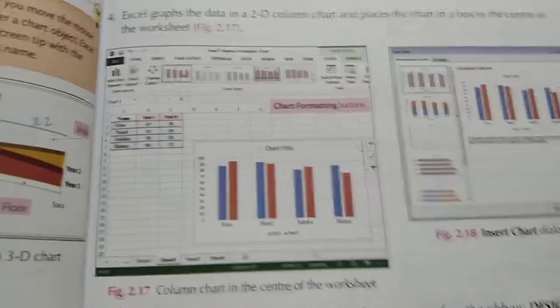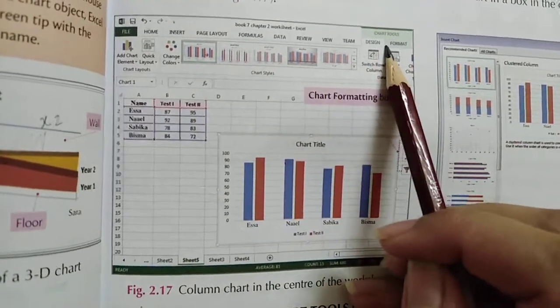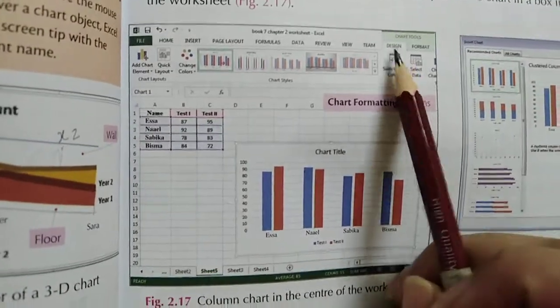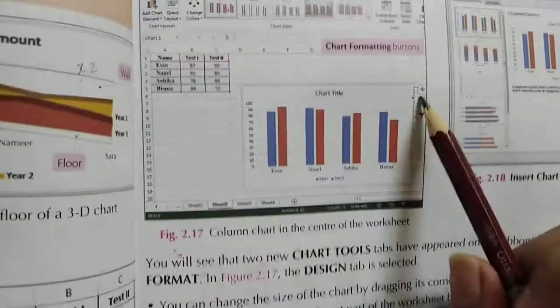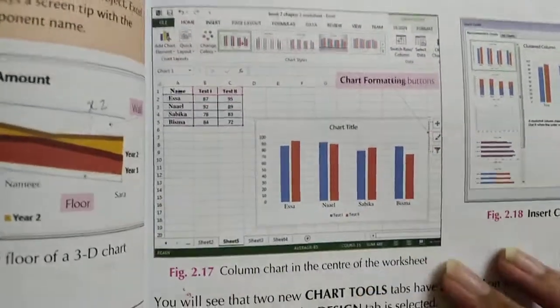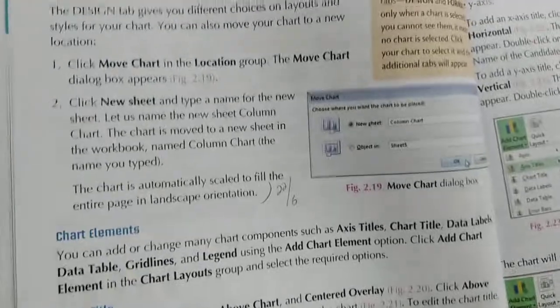Okay, when you insert the chart, two tabs are displayed to you. Through there you can change the design, which type of design you want, and you can also change the format, and here formatting buttons are also given, so you can change them after creating the chart too.